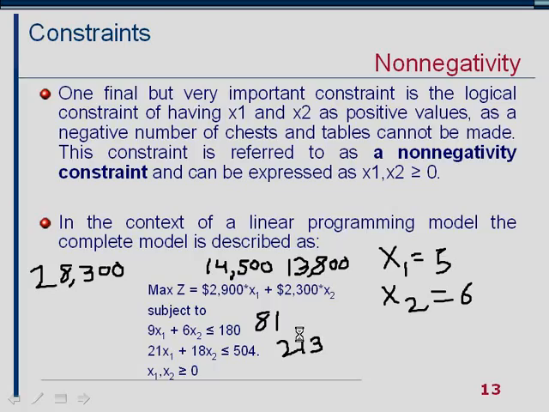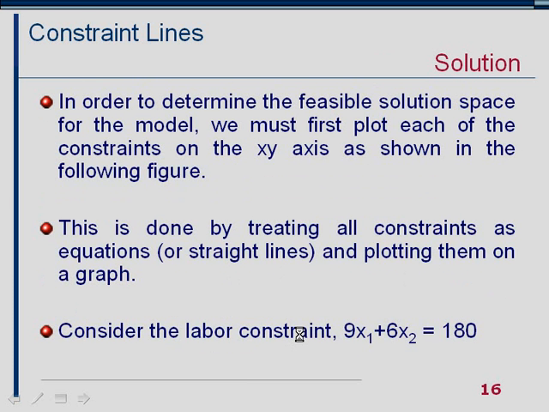I think we can all see that 5 and 6 isn't the optimal solution. So a trial and error approach probably isn't the best way. Okay? So in order to determine the feasible solution space, or what are the possible values for x and y such that all of the values are feasible, we must first plot each of the constraints on the xy axis as shown in the following figure.